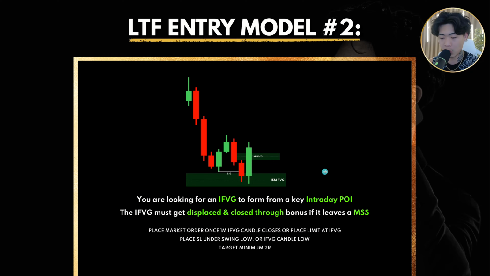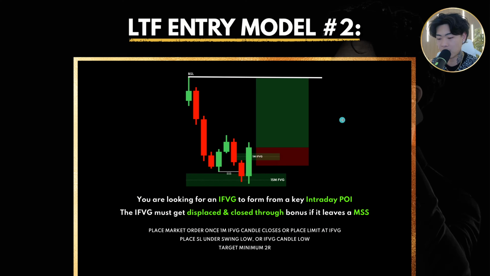Now, you can place your market order once the IFEG candle closes. So once this 1 minute candle closes, you can go ahead and click enter, stop loss below the order block candle or the IFEG candle. But on the other hand, you can also place a limit order at this IFEG, and sometimes price will retrace, tap this, and react off of it. Doesn't always happen that way, but in that case, you can also apply the same limit order concepts to this entry model. It also offers a target of a 2R, so we have met the minimum for that, and then price goes and hits our final target. So that is the second entry model.